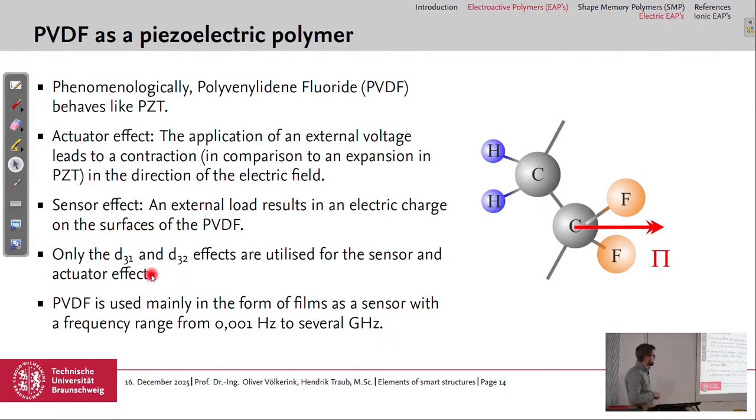And we only use the D31 and the D32 effects for sensor and actuator effects. So which effects are these? We had other names for it. Transverse, yes. So we do not use the longitudinal effect, but the transversal effect in PVDF. And it's mainly used in the form of thin films as a sensor with frequency range between 0.001 hertz to several gigahertz. Sorry, in Germany, I missed it to change it on every slide. We don't have this decimal point, but we have a comma there.